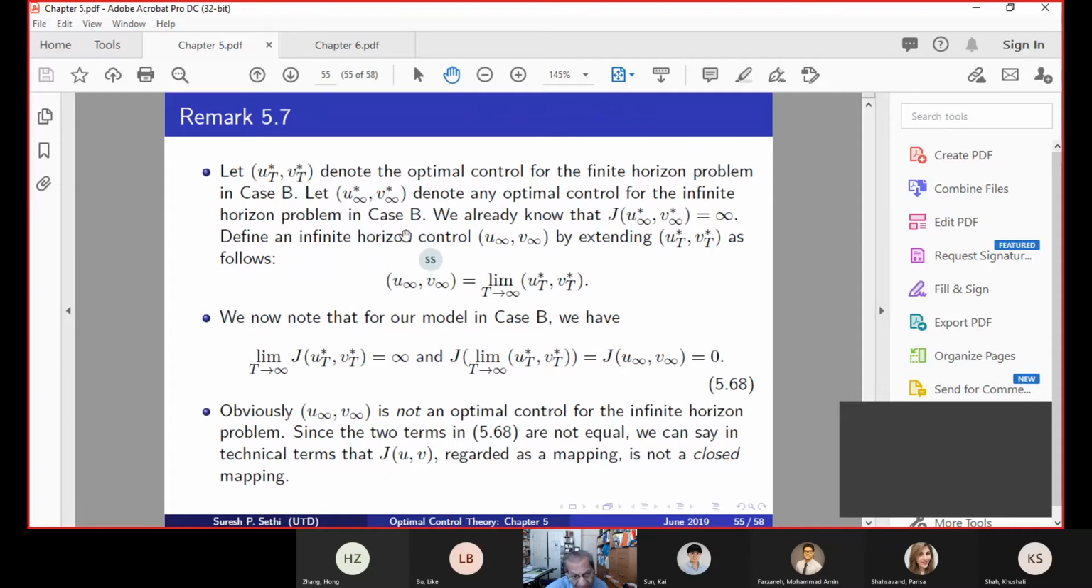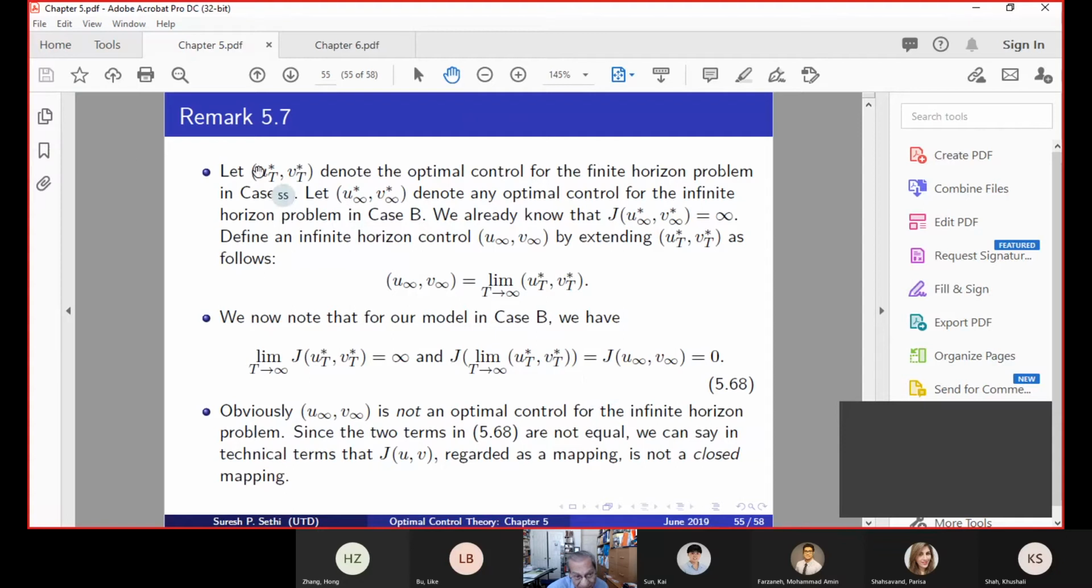Now define an infinite horizon control u infinity, v infinity by taking the limit of these. So U infinity, V infinity is the limit of this U_T star, V_T star. Now what happens? This is our solution of the limit, this is our optimal solution. So the limit as T goes to infinity of J of U_T star, V_T star is infinity. But J of the limit, which is this one, is 0. That's what we had in our problem.